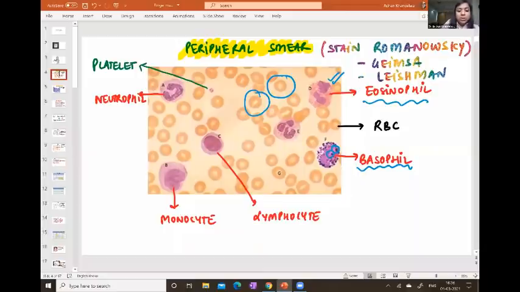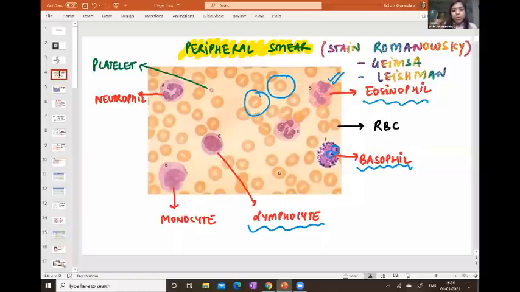Then students, this cell which I see here is a lymphocyte. How do I identify a lymphocyte? You can see there are no granules. The two cells without granules are the lymphocyte and the monocyte, right? In a lymphocyte, there are no lobes in the nucleus.